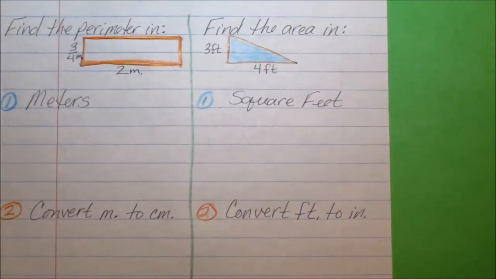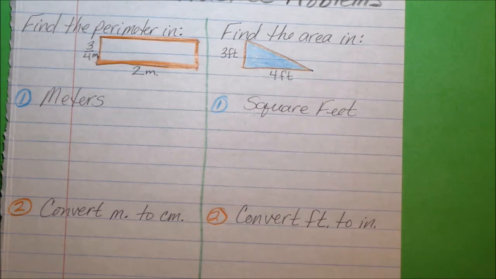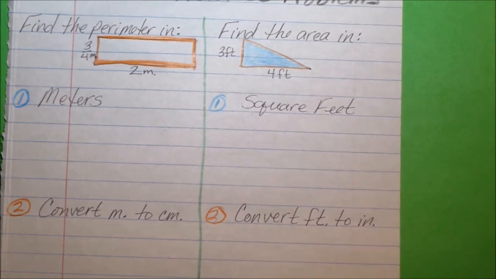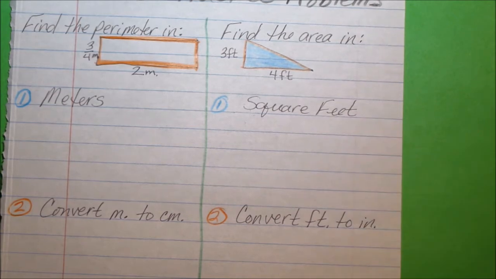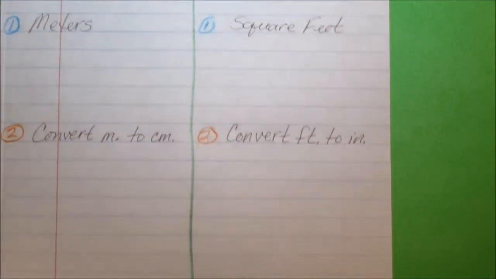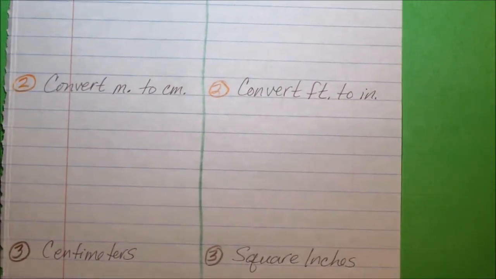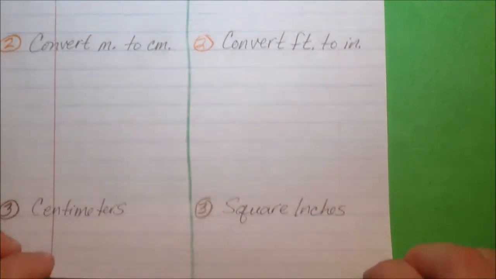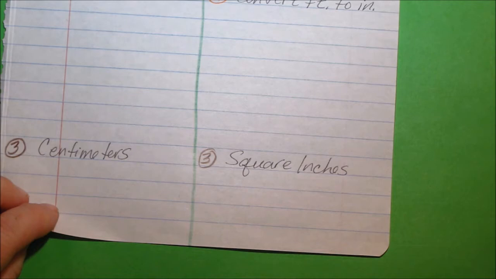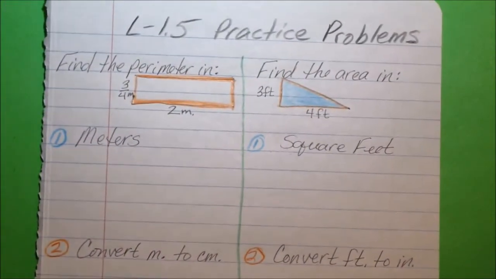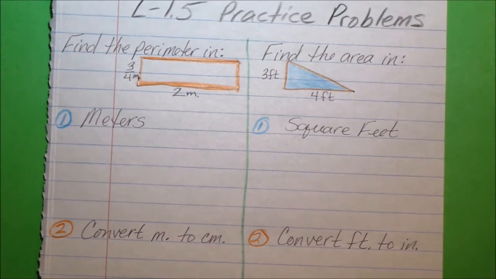All right, and the second problem on this side is area. Find the area. Step 1 is to work out the area of this shape in square feet. Step 2 is to convert those feet to inches. And then step 3 is to work out what is the area of that shape in square inches. All right, let's see how we do these.